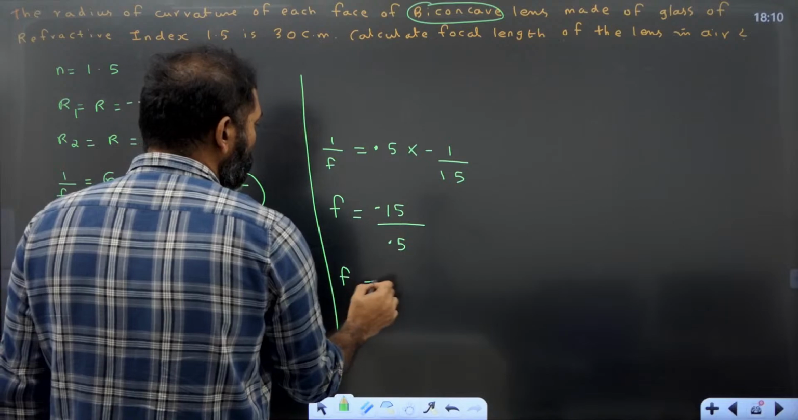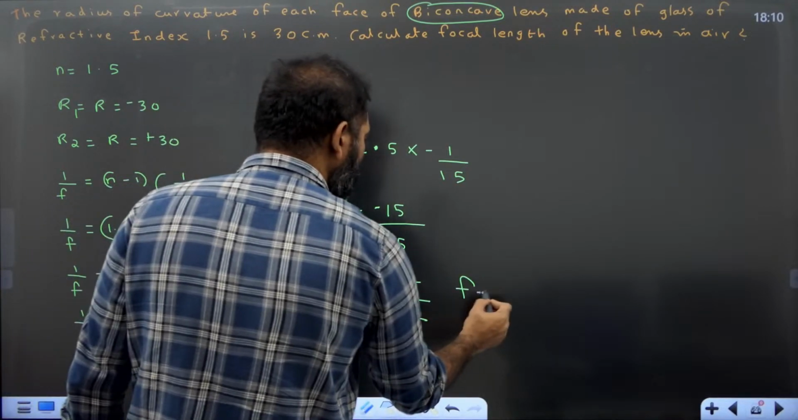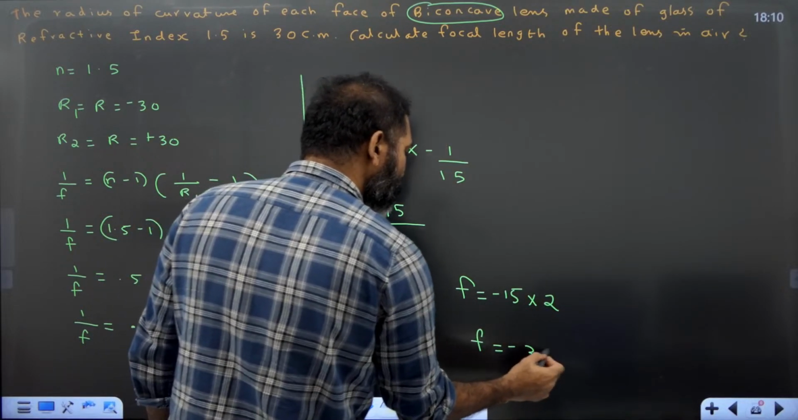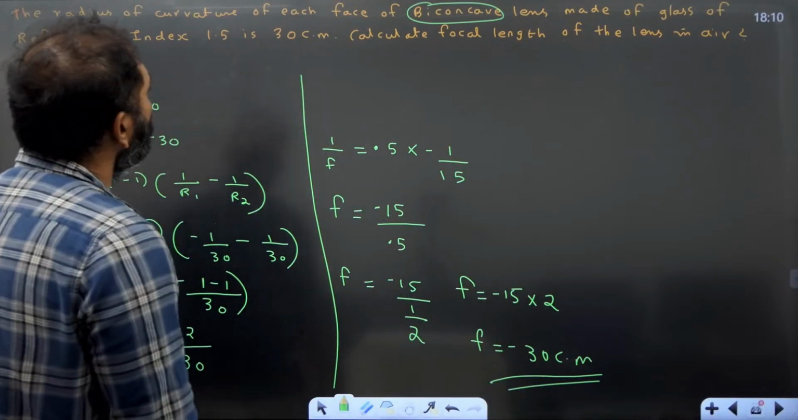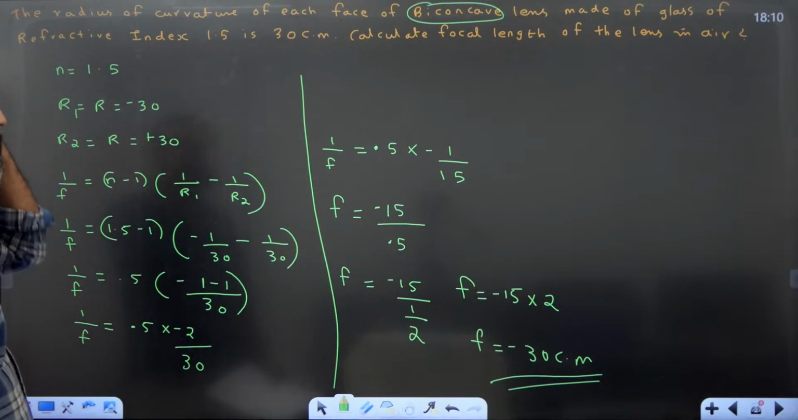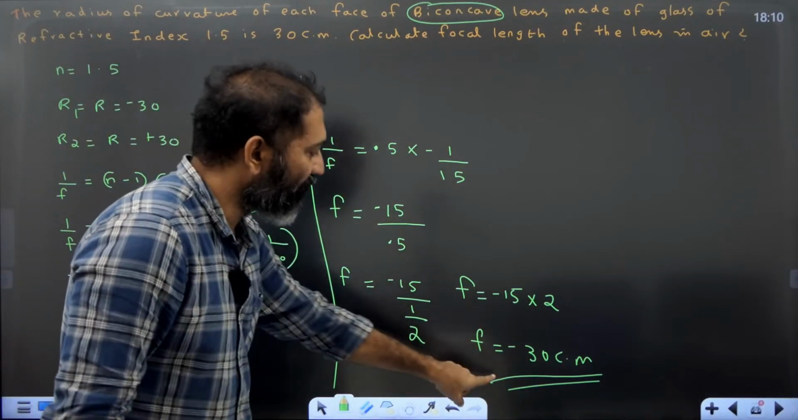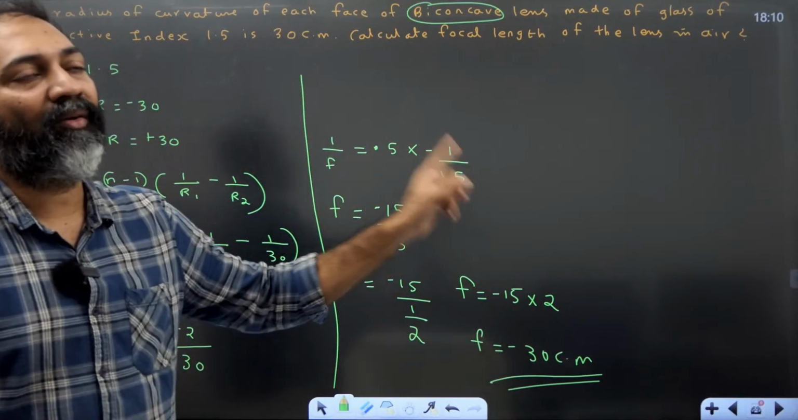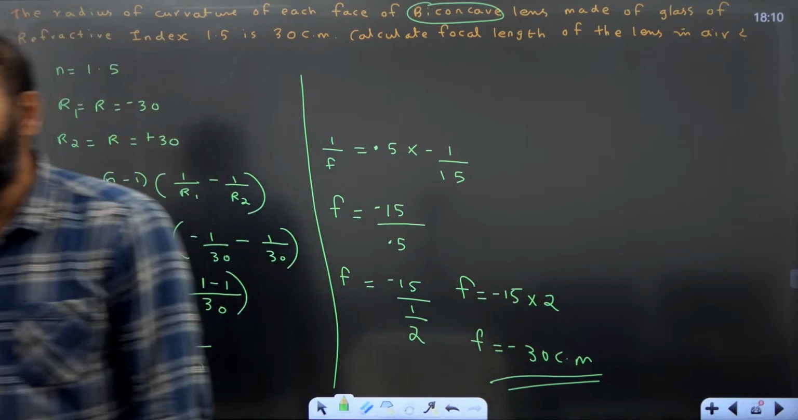So f is equal to minus 15 by 0.5, and 1 by 0.5 is 2. So f is equal to minus 15 into 2. So the focal length is minus 30 centimeter. Other data are given in centimeter, right? So the focal length is minus 30 centimeter. My answer is correct, because since it is concave, the focal length will be negative. Remember, for a concave lens the focal length is negative, for a convex lens the focal length is positive.